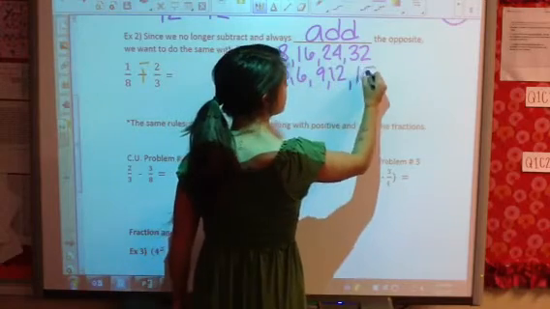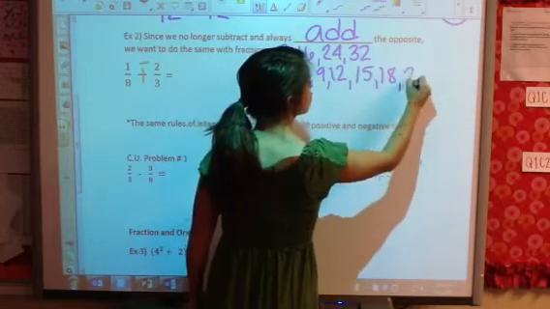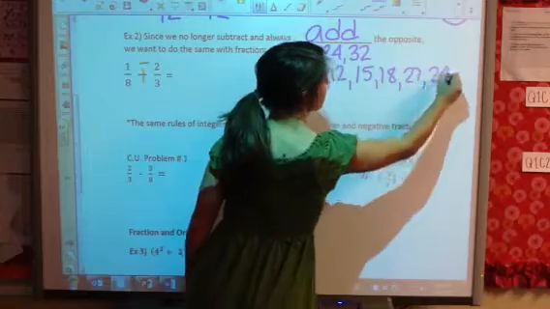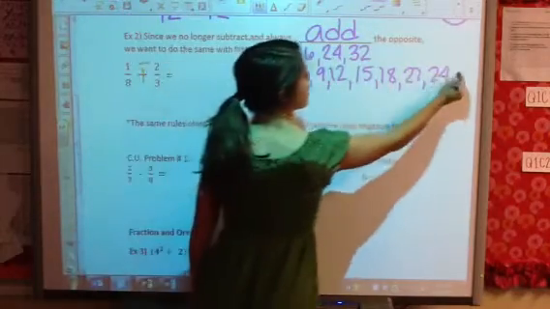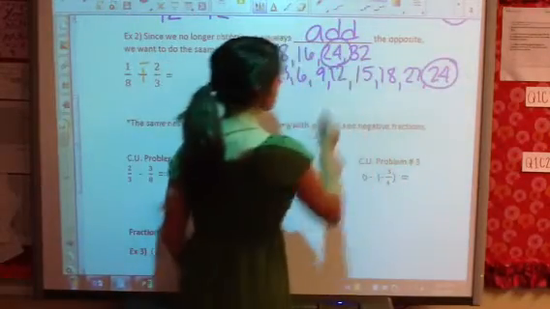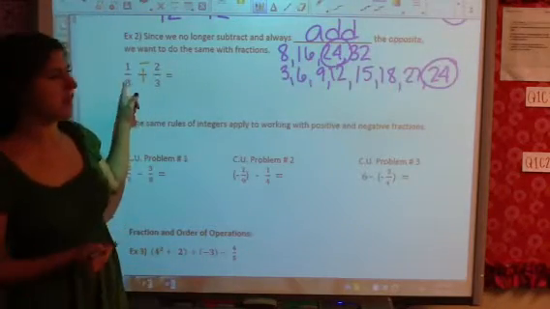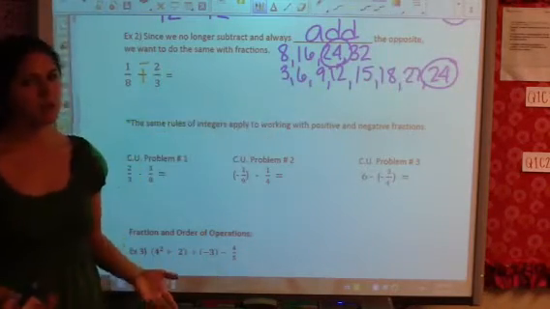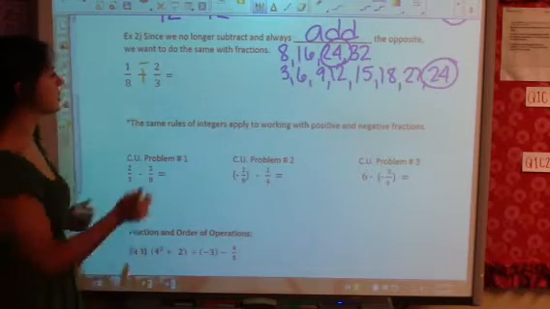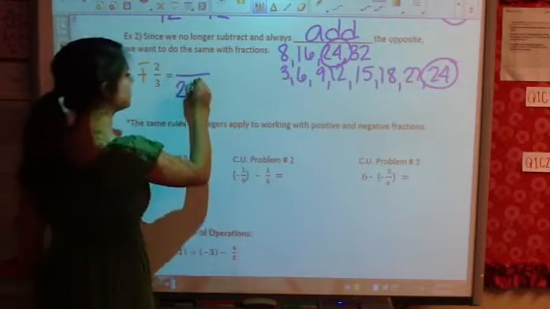12, 15, 18, 21, 24. Now I had to go pretty far out, but I see that 24 is my common denominator. Now this time, I could have just multiplied my denominators to get the common, but I don't always know that that's the one that is common. So I'm going to use 24 as my denominator.